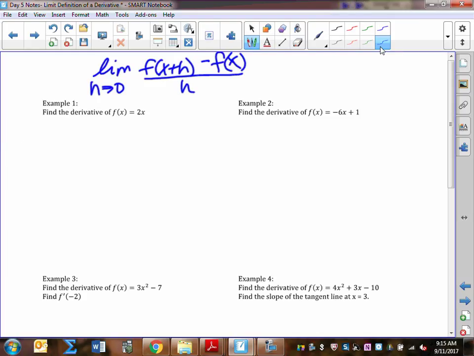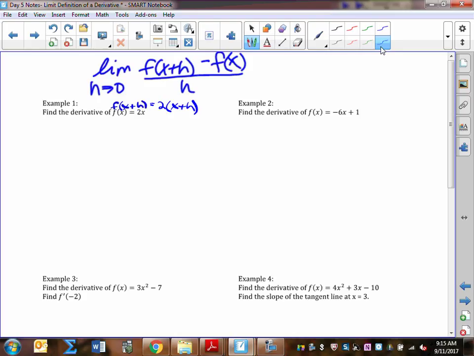Now, it might be helpful for you, since we have to do f of x plus h. Some students find it's helpful to go ahead and in the beginning write what f of x plus h is. And in this case, it'd be 2 times x plus h, right? Wherever x is, we're substituting x plus h. Just like your composition of functions, you would take g of x and shove it in for x. You're taking x plus h and shoving it in.